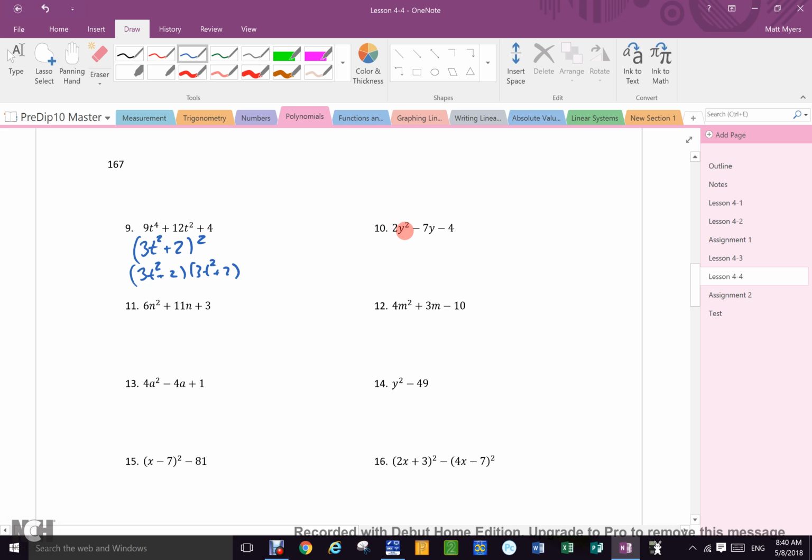10, who are we up to? We're up to Amy. Hit me. 2y plus 1, y minus 4. 11, Lena Goot. 2n plus 3, 3n plus 1. Sweet. 12, Veronica. 4n plus 5, n minus 2. That is the crunchiest carrot ever.